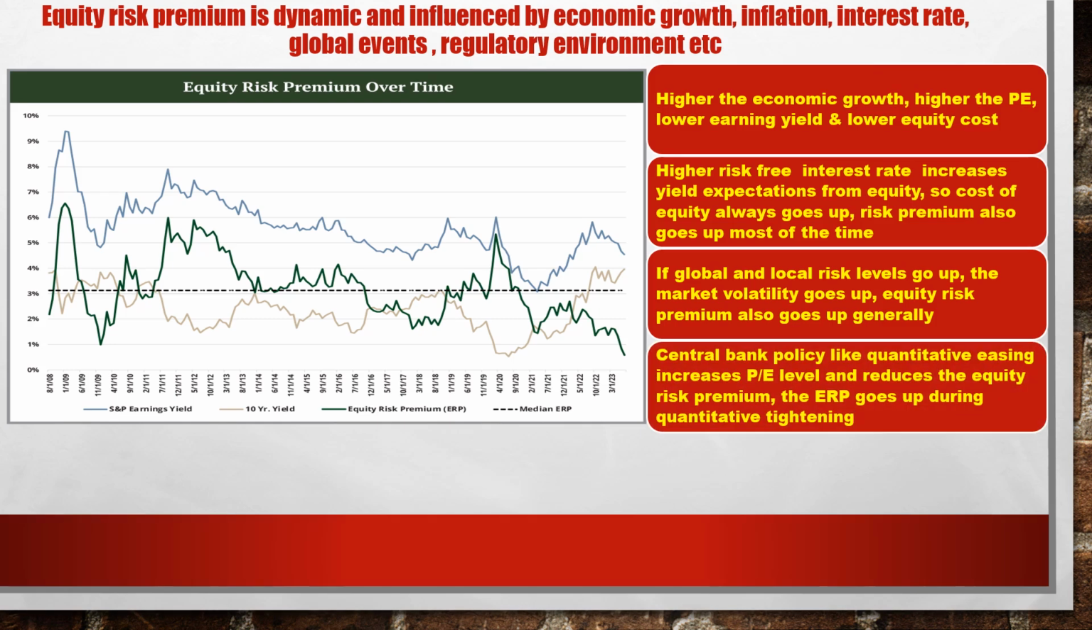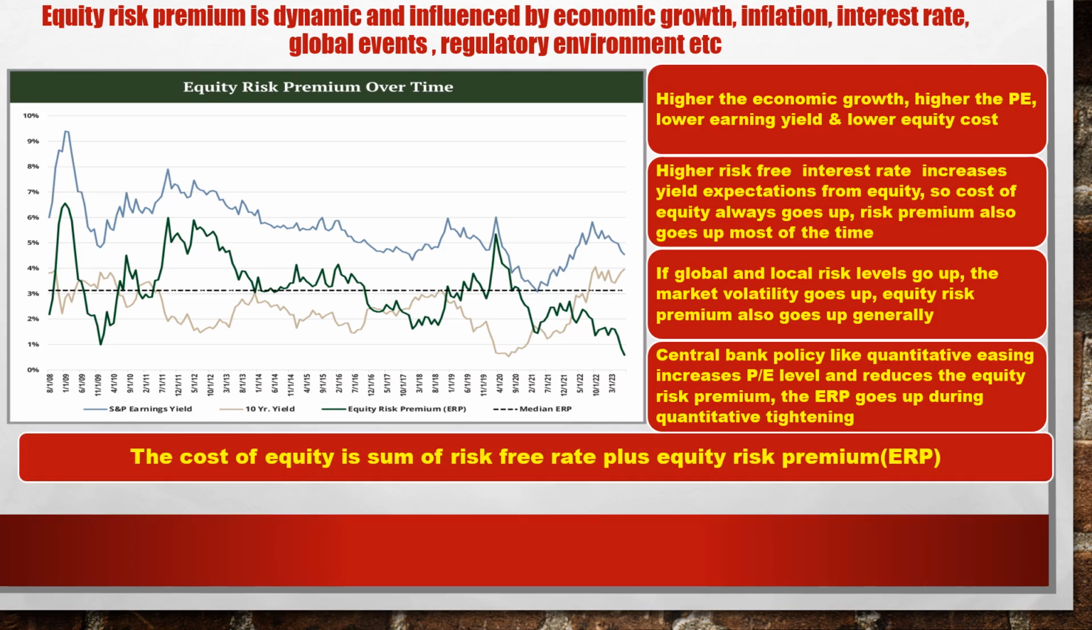Central bank policy like quantitative easing increases the price earning multiple level and reduces the equity risk premium. The ERP goes up during quantitative tightening. Now in this graph, the blue line indicates the Standard & Poor's earning yield. This is the 10 years earning yield, that is, the risk-free return. The green curve is the equity risk premium, and the median ERP is given by this straight line, which is 3%.